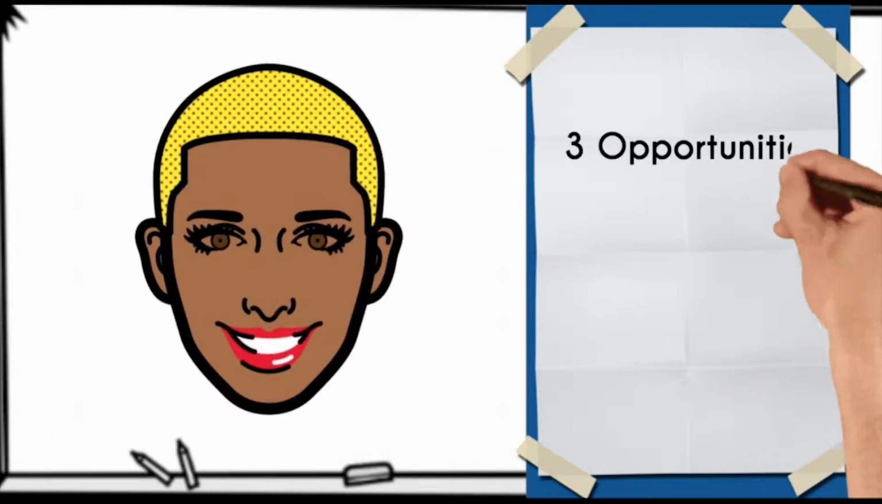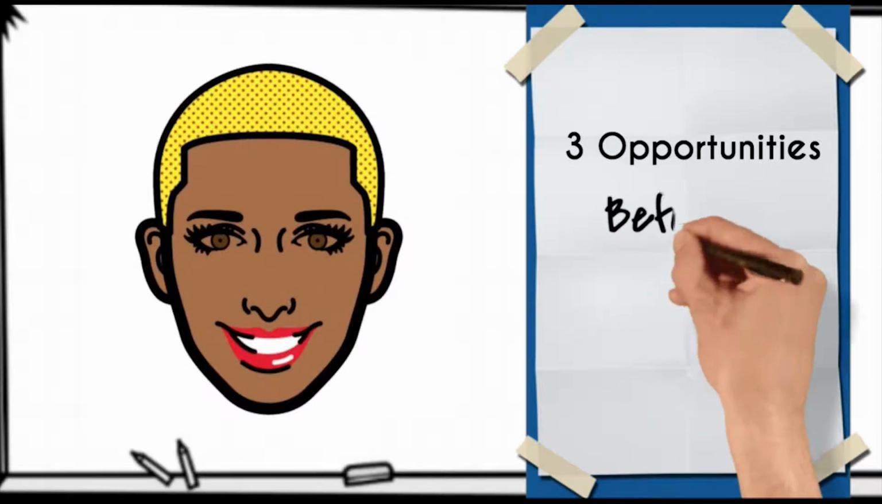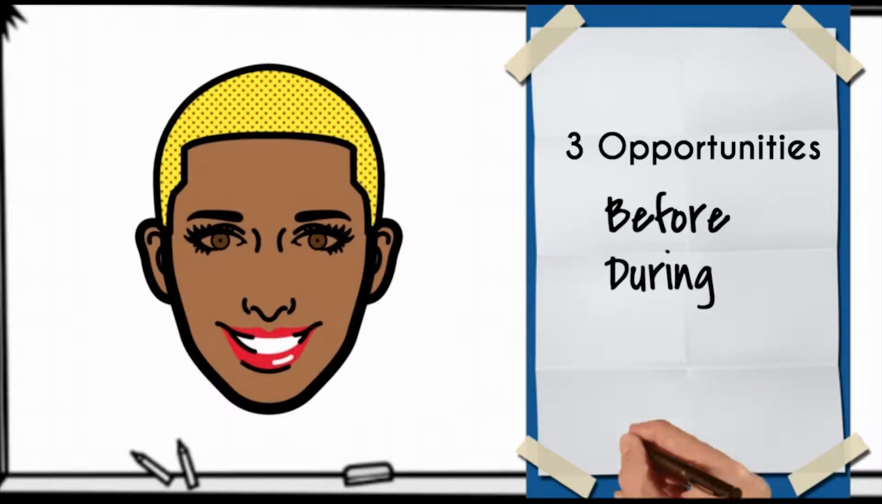Let's get started. So in terms of creating engaging online content for other people, there are three main opportunities that we have to work on making things as engaging as possible. Those three opportunities are to plan before, to take advantage of the time we have during the session, and the things that we can do just after delivering the session.